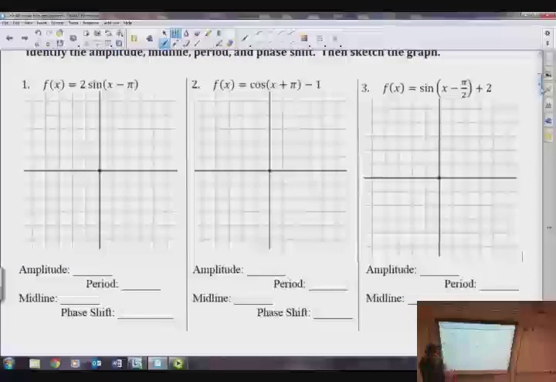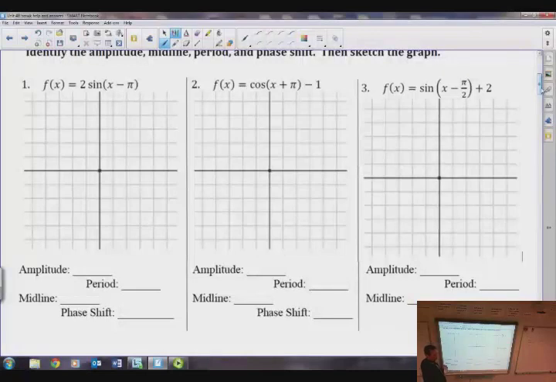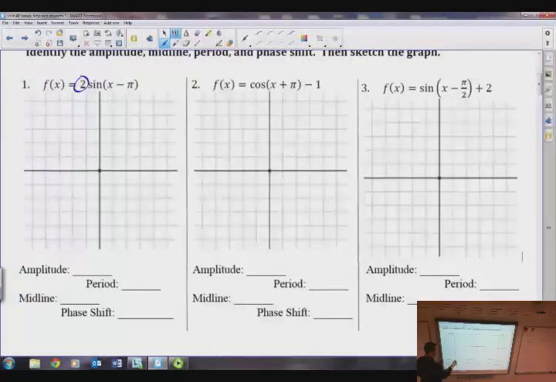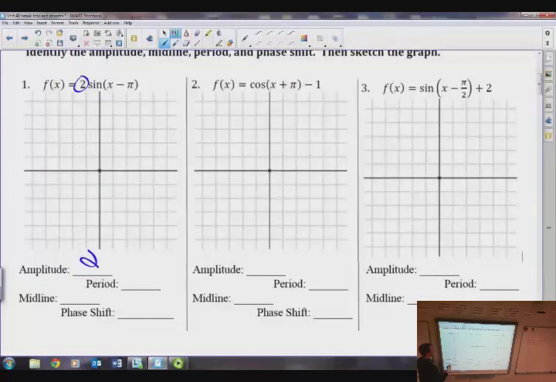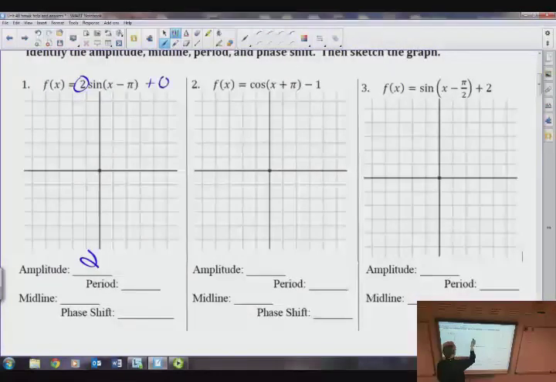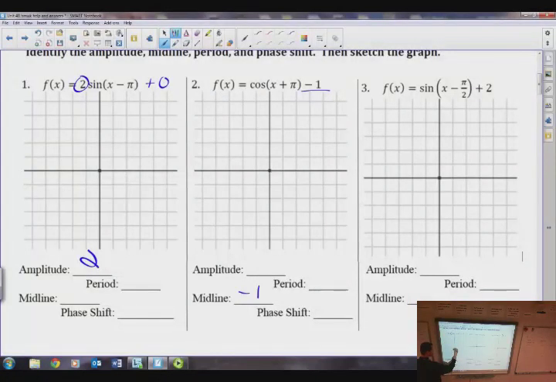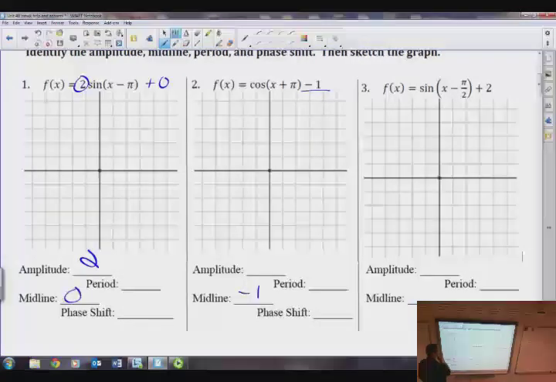So what do you think the amplitude is? Yep, 2. For number 1, it's that number right there, right? It's 2. We'll jump down to the midline. What do you think the midline is? 0. There's nothing there. Over here, let's jump to number 2 for a second. The midline would be -1. But over here, because there's nothing there, the midline's 0. Cool, not too bad.